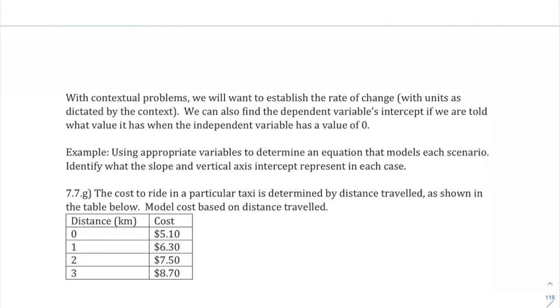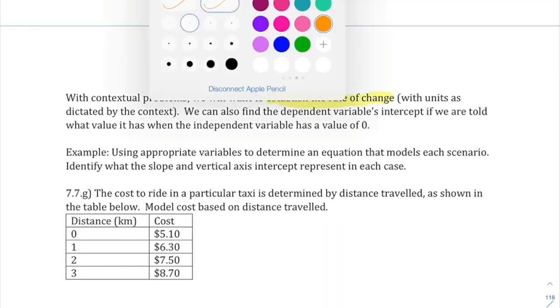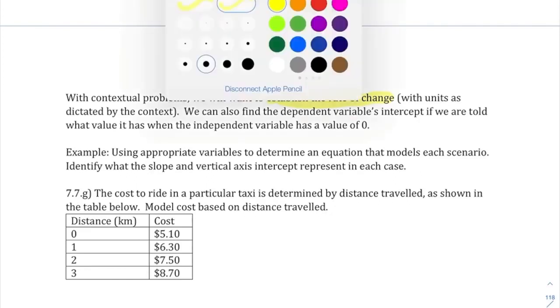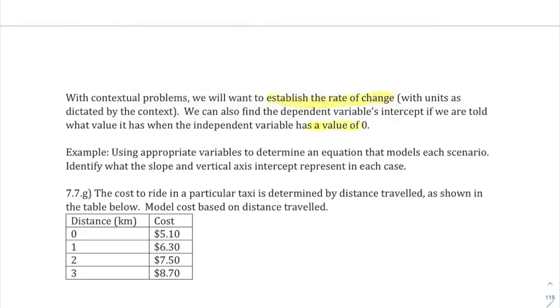Okay, next page. Now we're going to look at some word problems. Everybody's favorite. Okay, so when we have word problems, just want to remind everybody that establishing the rate of change, as is worded in the notes, is finding the slope. And then we can find the dependent variable's intercept, which is equivalent to the y-intercept in our graphing, if we were to graph this, by finding its value when the independent variable is equal to 0. Okay, so that's just over here in the notes if you need to refer back to it.